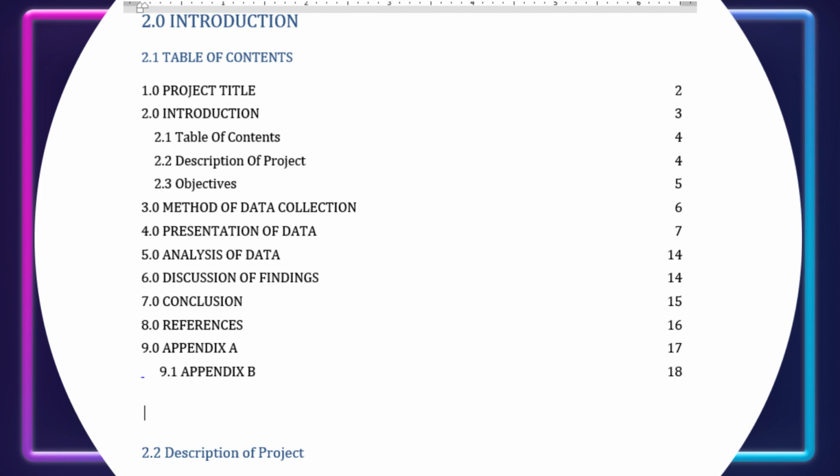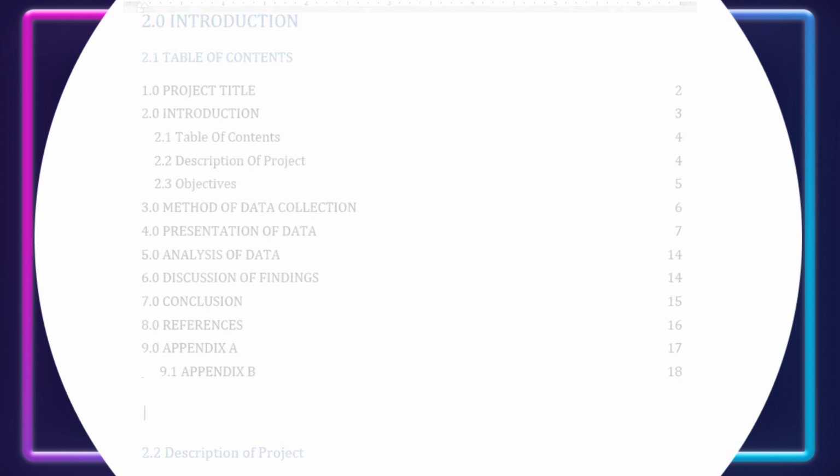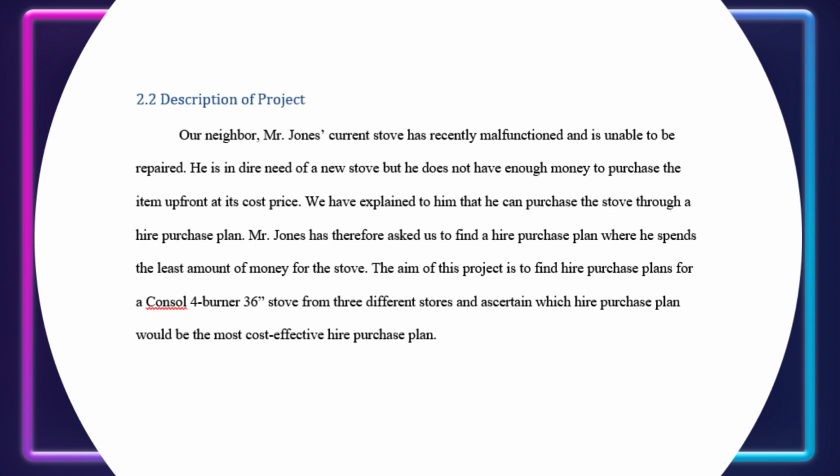The second part of the introduction is the description of the project. This carries 2 marks. Here the description must relate what is the scenario or real problem. Who are you helping and why? How are you helping to solve this real-world problem? Or how are you going to investigate the real-world problem? What is the purpose of the project? Or what is the importance or reason for doing the project? Look at this example here using Mr. Jones from the previous video.